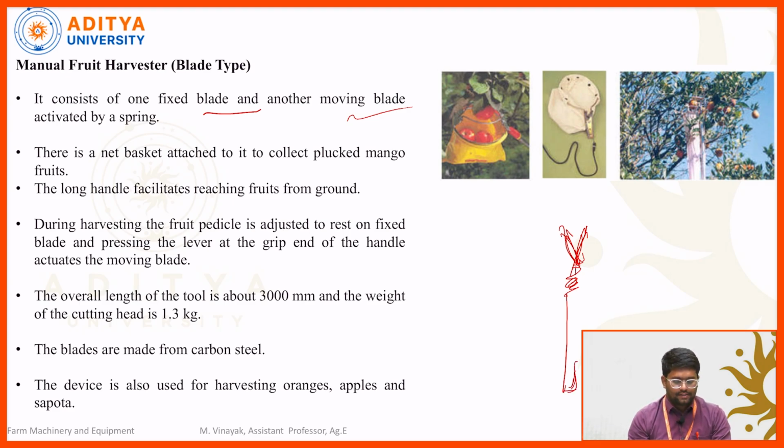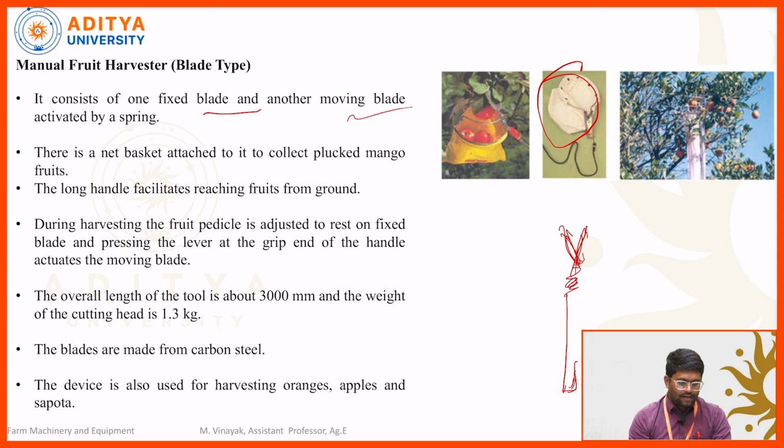Okay, there is a net basket attached to collect the plucked mango fruits. So here we can see the images. Here they are providing the net basket to collect the harvested mango. If there is no net basket for this type of harvesting, the fruits can fall onto the ground surface. The entire fruits will be damaged.